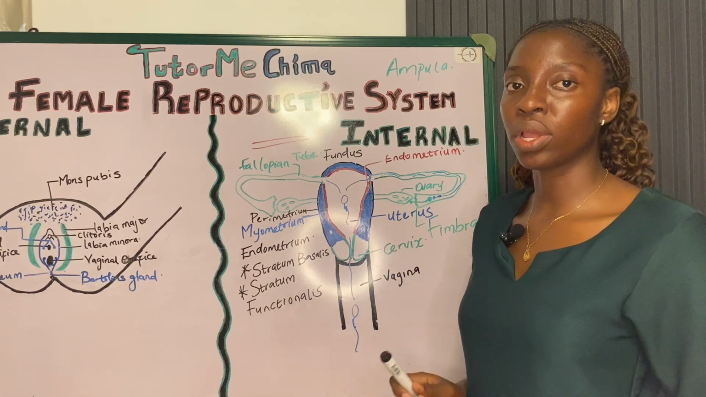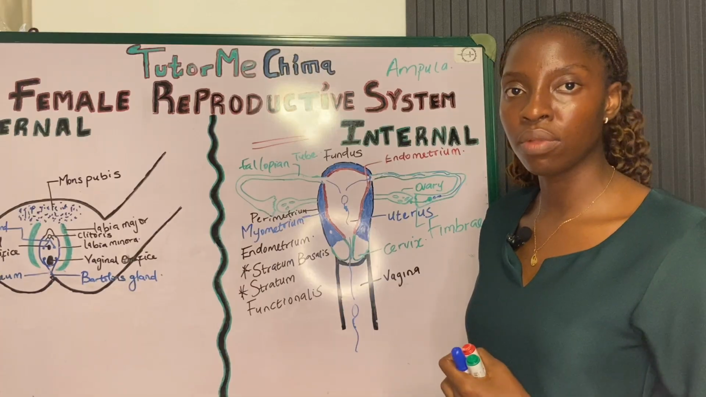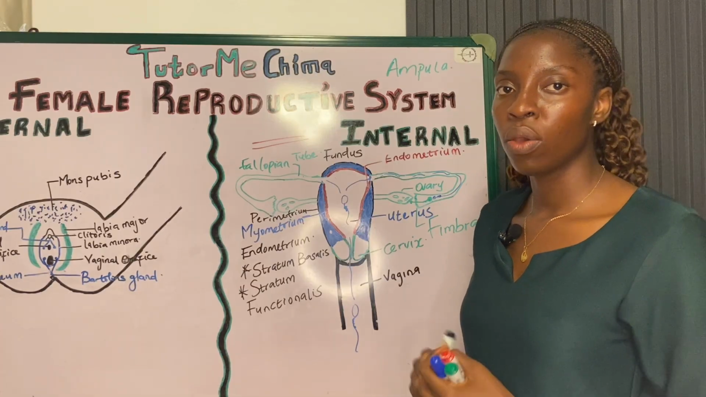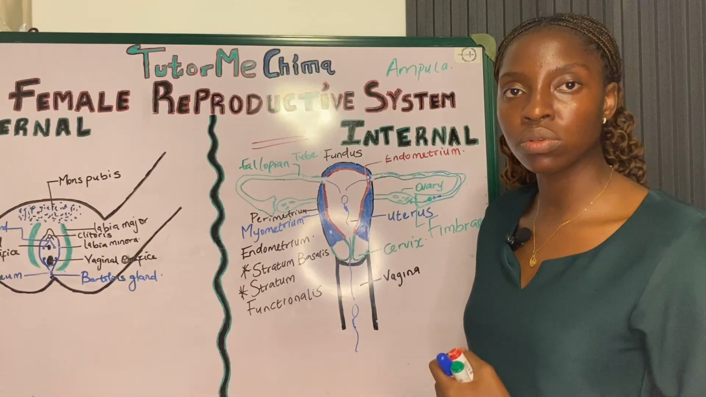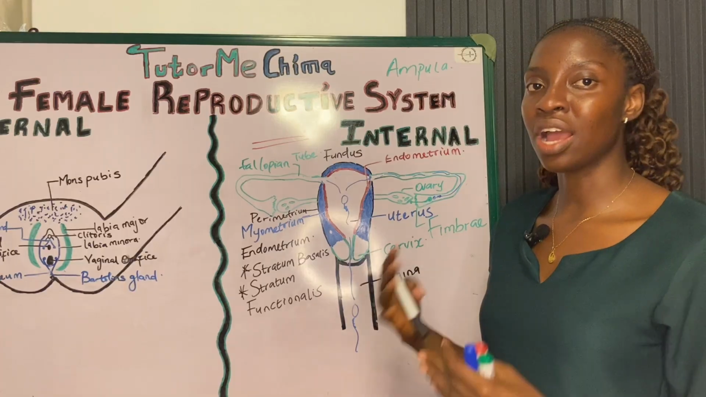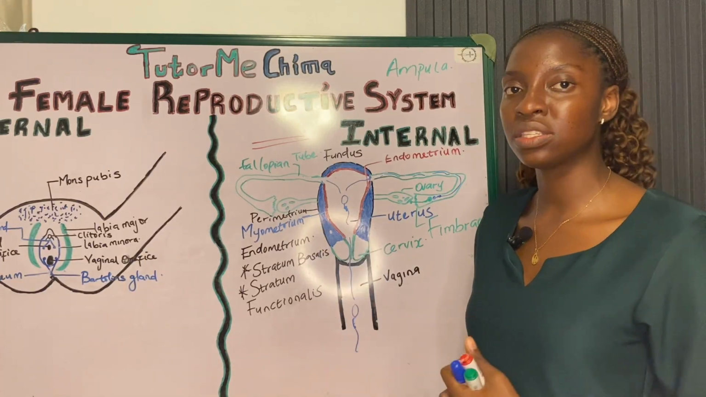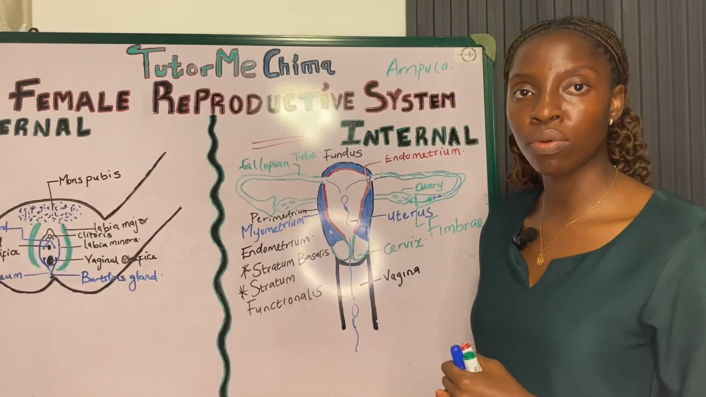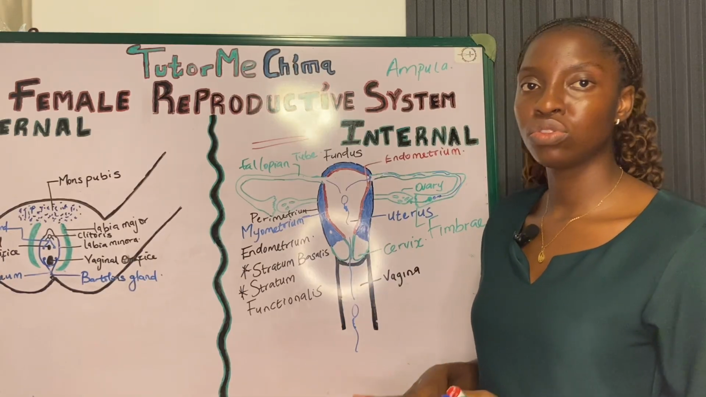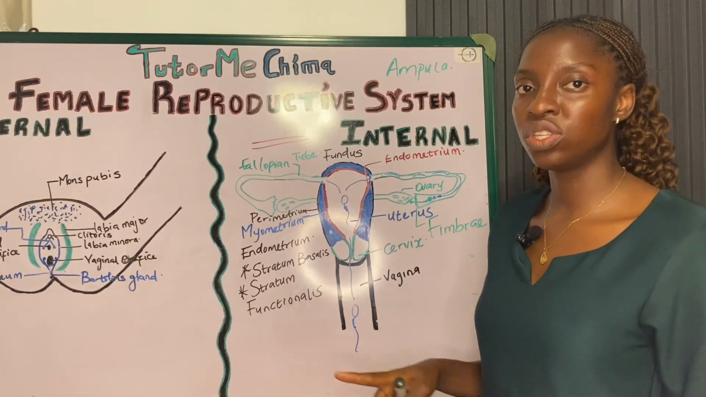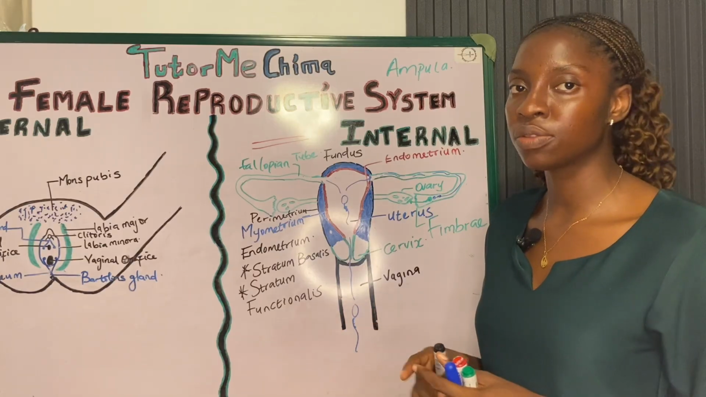Next video, we're going to be talking about the ovulatory cycle and the menstrual cycle, where we'll talk about how ovulation occurs, which we know that everything actually starts from the hypothalamus. You understand? So we're going to talk about it. Then we'll talk about the menstrual cycle, from the menstruation to the proliferative phase to the secretory phase. We're going to talk about it.